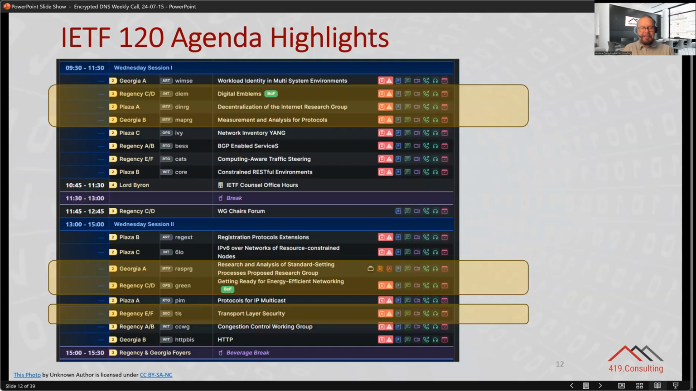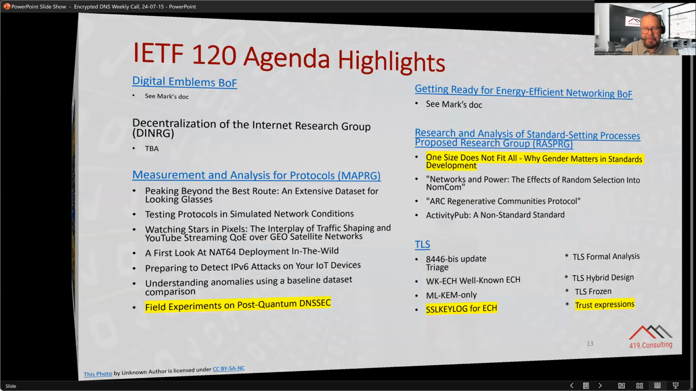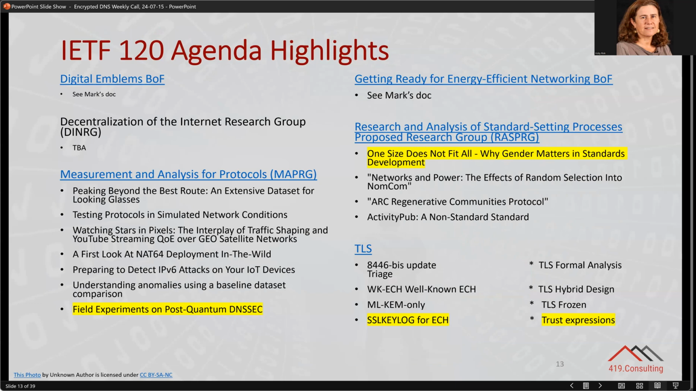So, Wednesday, sessions 1 and 2, we've got a bunch of things: a BOF and a couple of research groups during session 1 that we highlighted, and then again a BOF and a couple of research groups in Wednesday session 2. So looking at those in a little bit more detail.